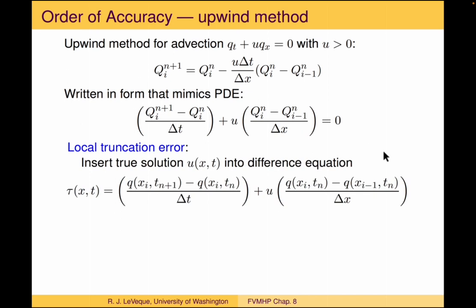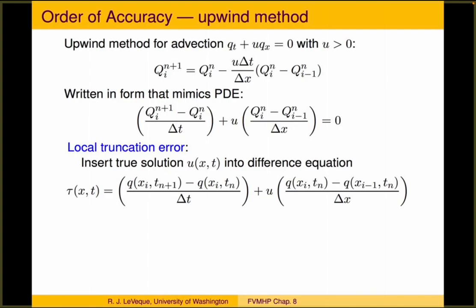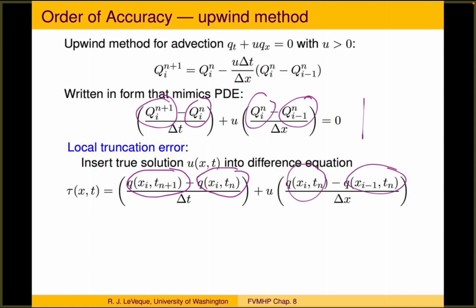The local truncation error of the method is obtained by taking the finite difference form that we have here and replacing qi n by the true solution q at xi, tn, and replacing qi n plus 1 by the true solution q at xi and time tn plus 1, and so on for these other terms. So qi minus 1 would be replaced by q at xi minus 1, tn, for example.